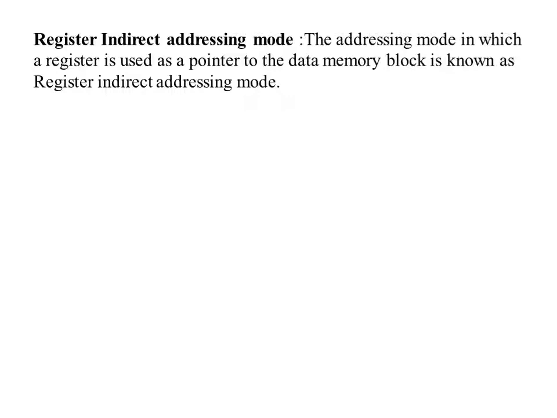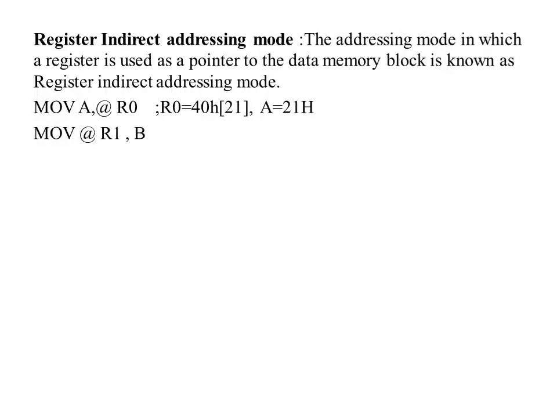Whenever we are using indirect addressing mode, the data is inside the CPU, and only registers R0 and R1 can be used. When R0 and R1 are used as pointers, they must be prefixed with the at-the-rate symbol. So first example, MOV A, @R0. Assume R0 is equal to 40H, and that 40H will be treated as a memory location. So the content stored at memory location 40H will be moved into the accumulator, and so the value of the accumulator will be equal to 21H.